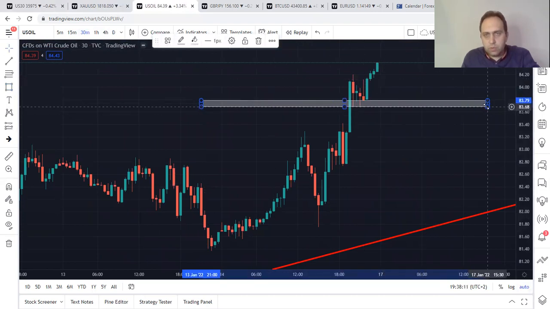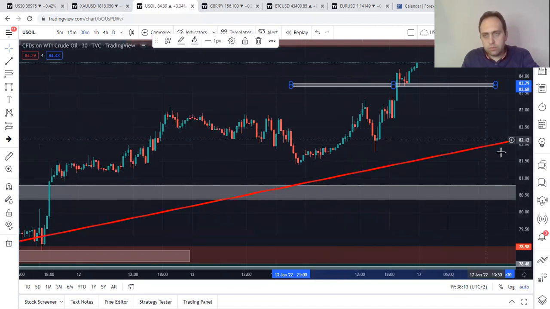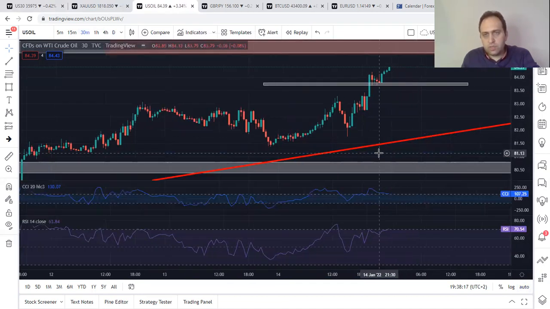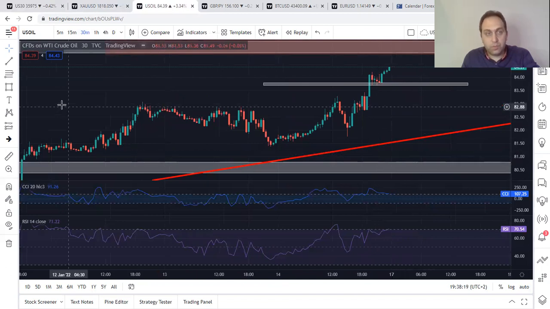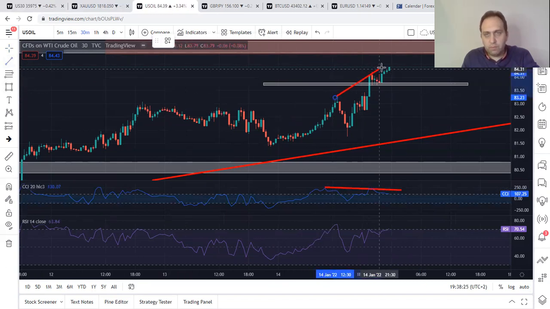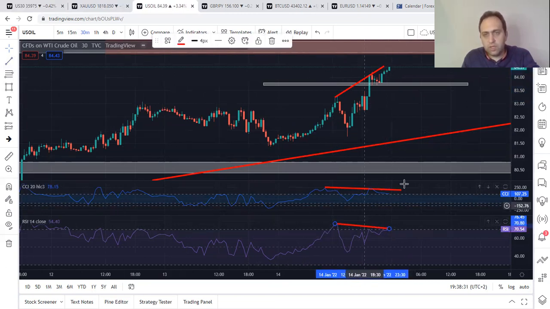This one. Okay, here we start to have a divergence, by the way. We must be careful. Look, we have kind of divergence here, while we have here a higher high. Here we have a lower high almost. And here on RSI also a lower high. But we must wait to see if it will continue down.